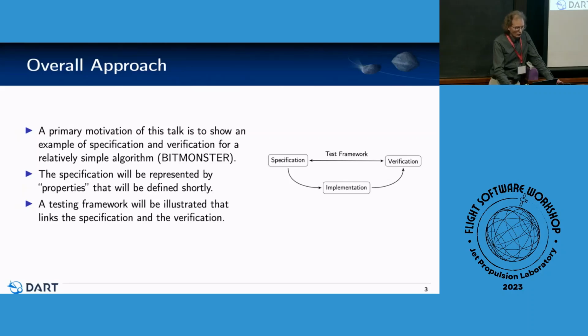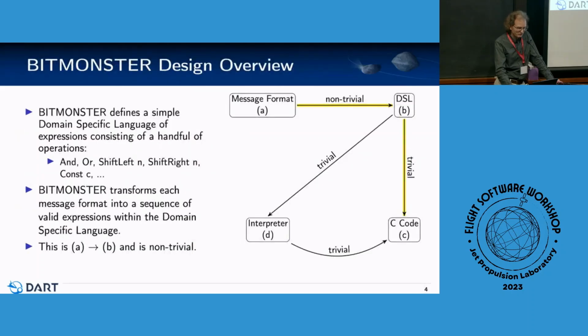So we're going to define a specification, and we're going to specify what BitMonster should do through a couple of properties. We'll define those on a couple of slides, and show you a testing framework that we can use to link that specification with the verification process.